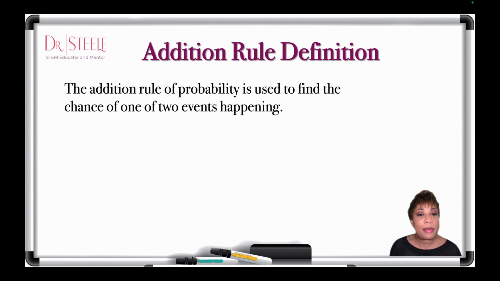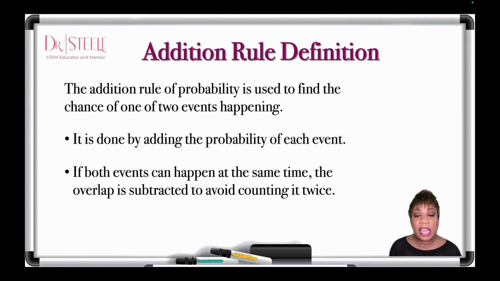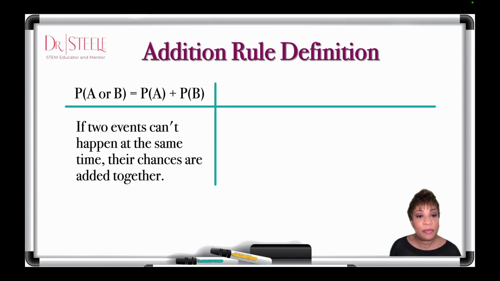The addition rule of probability is used to find the chance of one of two events happening. It is done by adding the probability of each event. If both events can happen at the same time, the overlap is subtracted to avoid counting it twice. So our first formula for the probability of A or B is the probability of A plus B, and that is if two events can't happen at the same time. Then we're just going to add their chances together.